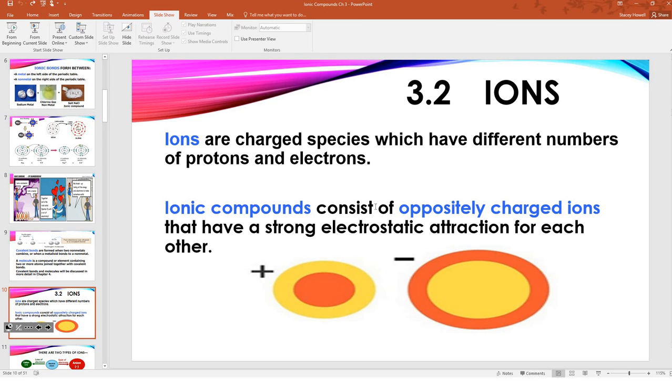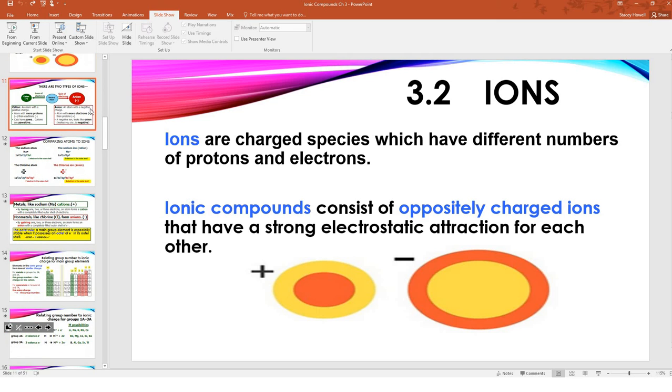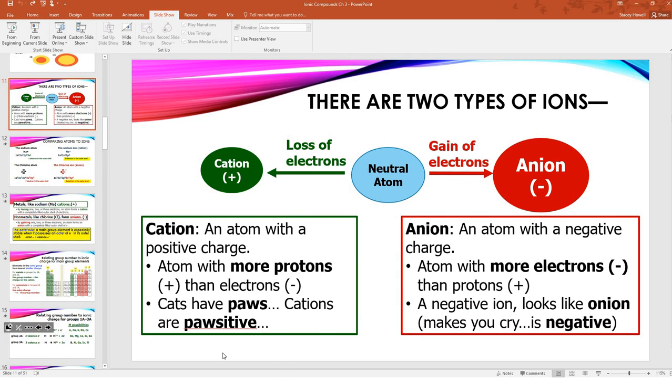So when they have gained or lost electrons, they become either negative or positive. And we make ionic compounds, and they consist of a positive and a negative, and what we call a strong electrostatic attraction. So let's look at each of these separately. There are two types of ions.